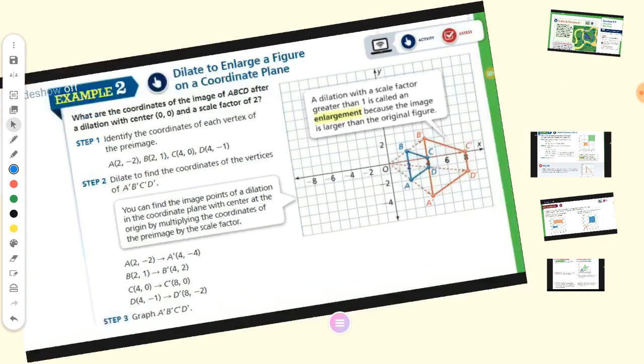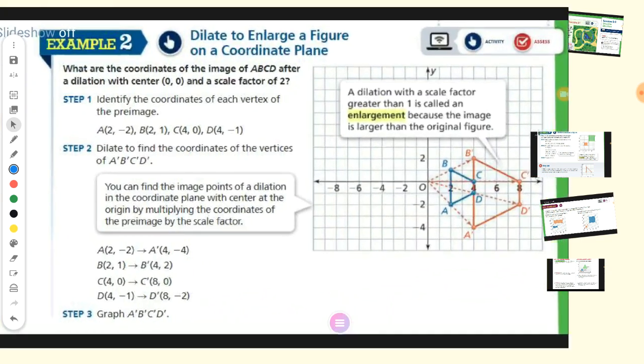Our first example is, what is the coordinates of the image? This is, by the way, an example for enlargement. Enlarge an image from smaller to greater. What is the coordinates of the image A, B, C, D after dilation with the center 0,0, which is the origin point? We always dilate over the origin point, okay? With the scale factor 2.